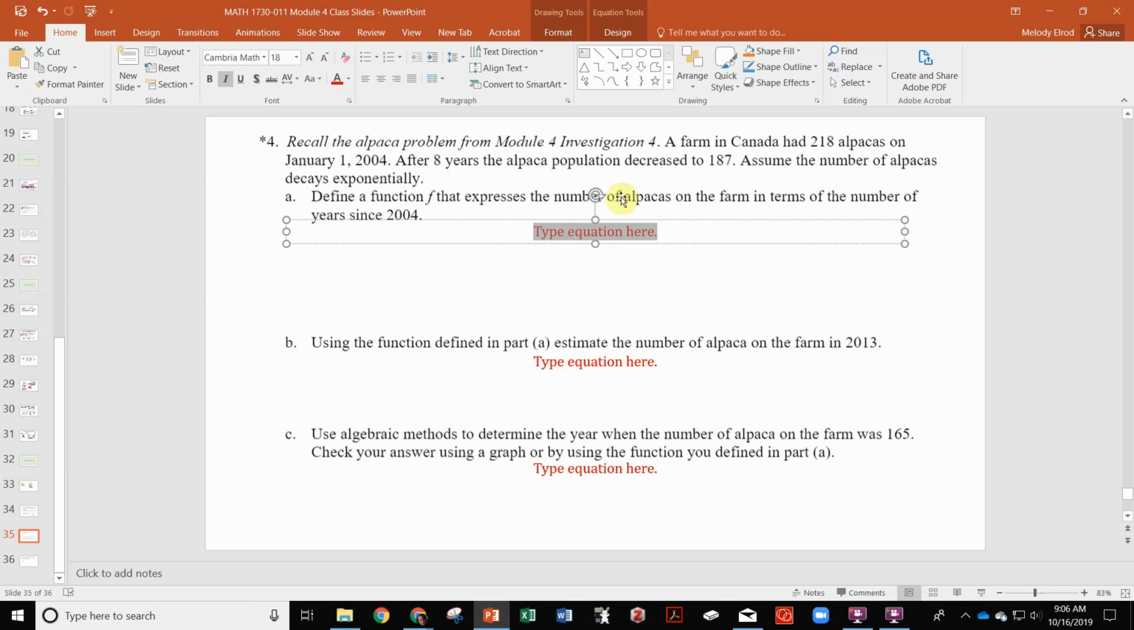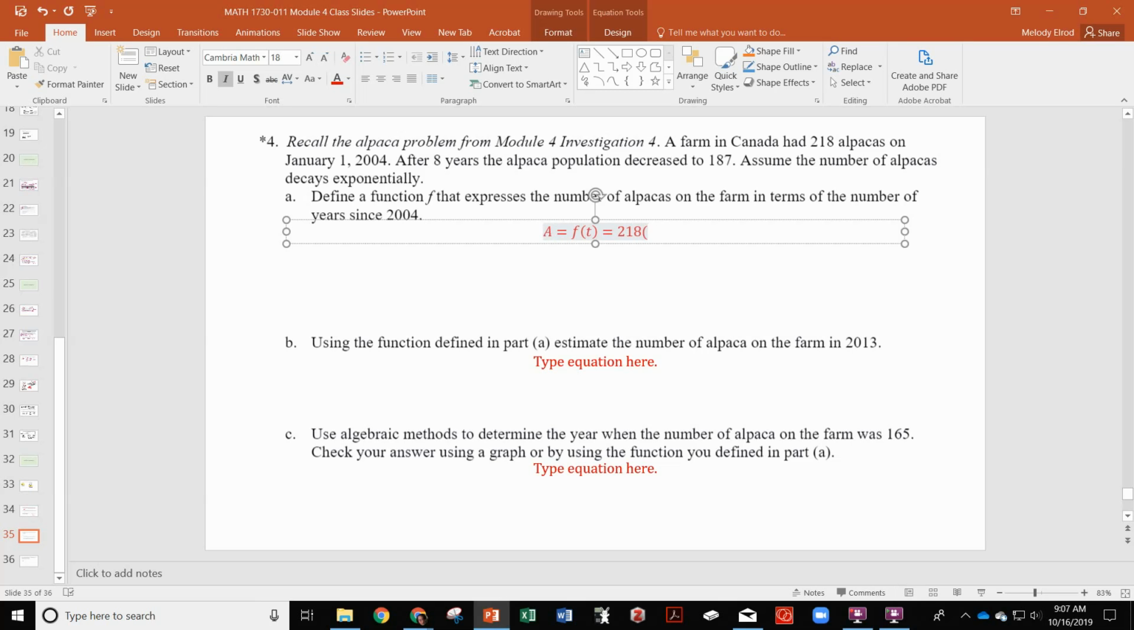So it says define a function that expresses the number of alpacas in the farm in terms of the number of years since 2004. So I want a function that has the alpaca population as a function of the time that's passed since 2004, right? And so what I'm looking for is the rule for that function, which means I need an initial value. Well, that part's easy. The initial value is right there. And then I need a growth factor. Okay, well, the growth factor would come from dividing a population by the previous population, right?